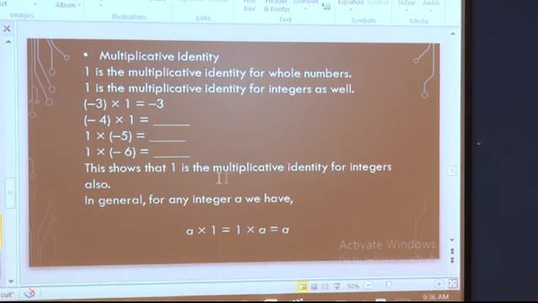This shows that 1 is a multiplicative identity for integers also, because you know very well for the whole number this is applicable for integers also. In general we can remember that as A into 1, what is A? You can go for a whole number or an integer. A into 1 is always equal to 1 into A. This is nothing but because of multiplication we can change the places and the product will remain the same, that is our integer.